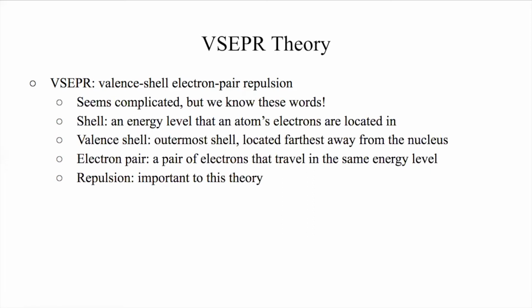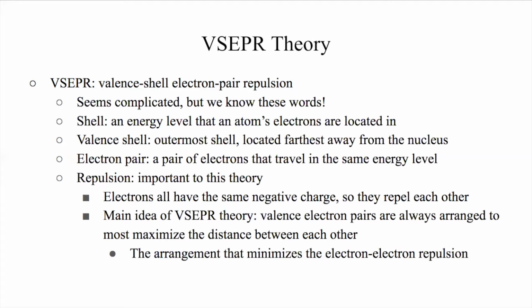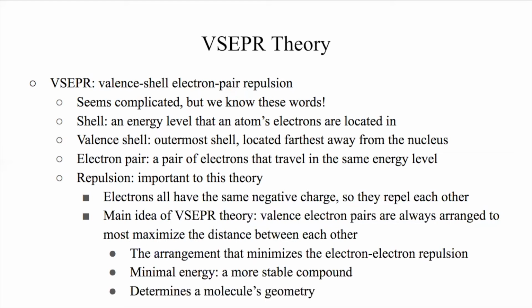Hopefully, you already know that electrons, because they all have the same negative charge, are repulsed by each other. In other words, they repel each other. Because of this, the main idea of the VSEPR theory is that valence electron pairs will always be arranged in the way that most maximizes the distance between each other, the arrangement that most minimizes that repulsion. Like usual, minimal energy means a more stable compound. In this way, a molecule's geometry is determined.